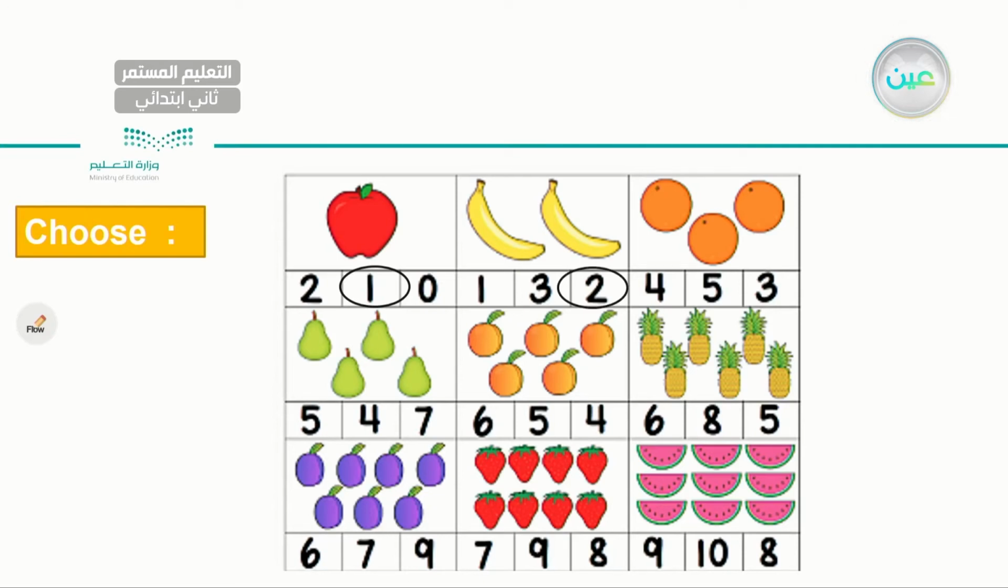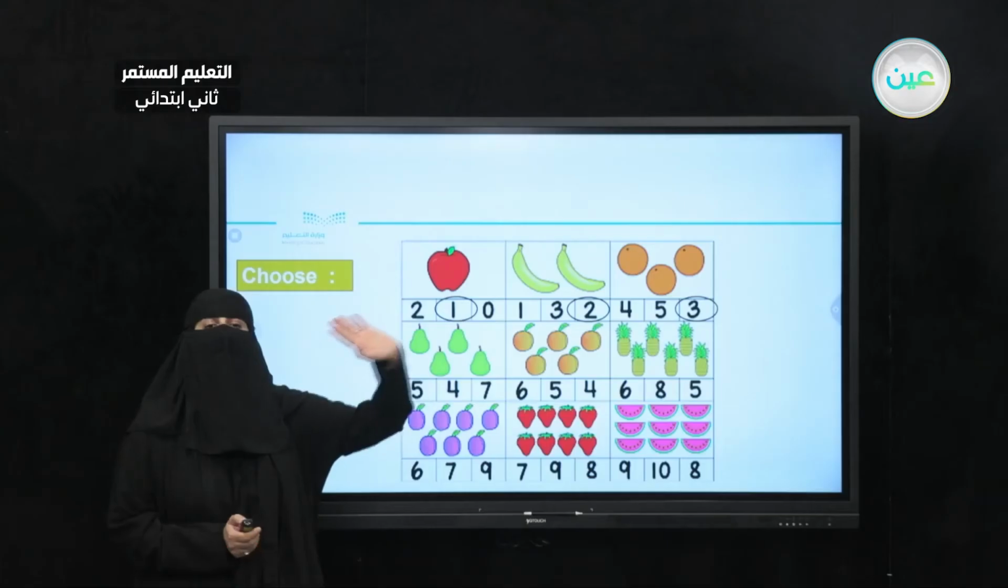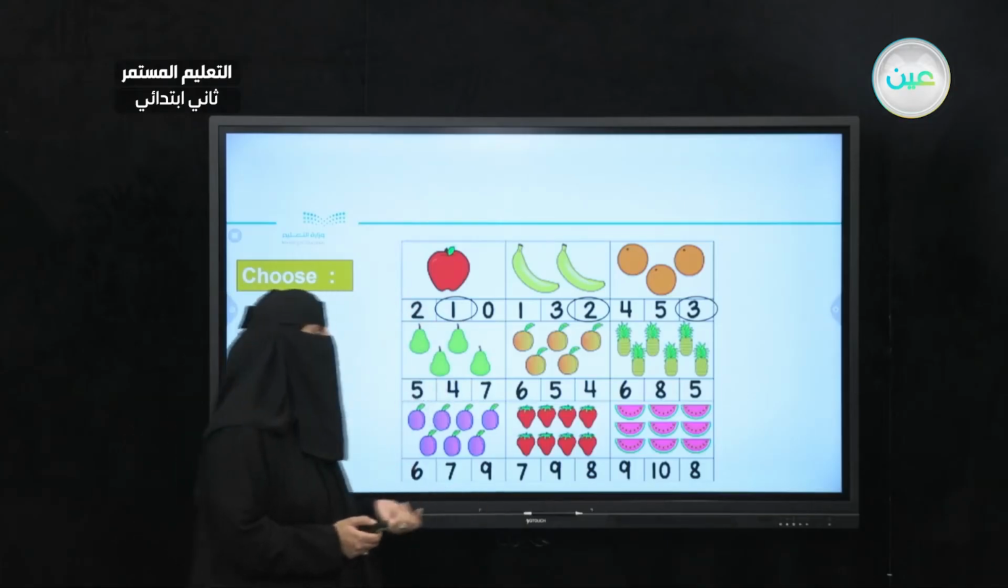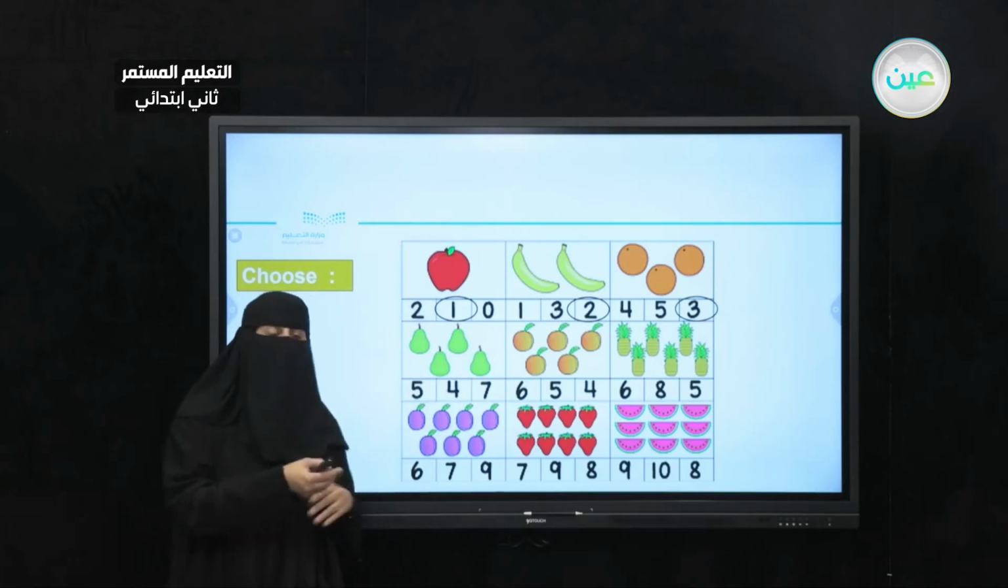2 bananas. Very good. How many oranges can you see? 4, 5, 3. I can see 3 oranges, plural. Very good. This is our revision for the next week.